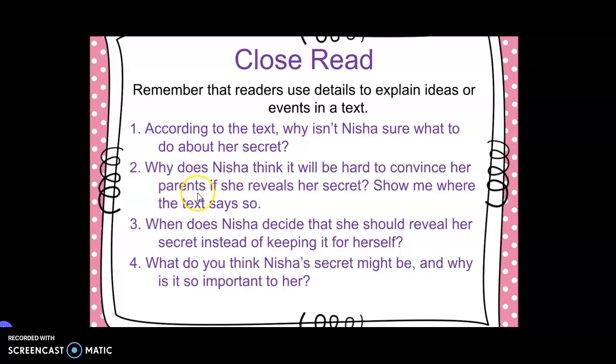Number 3, when does Nisha decide that she should reveal her secret instead of keeping it for herself? And number 4, what do you think Nisha's secret might be, and why is it so important to her? And I'm really excited to hear your answer to number 4. What do you think her secret is, and why is it important?